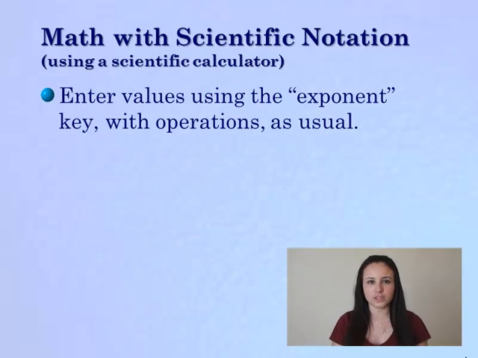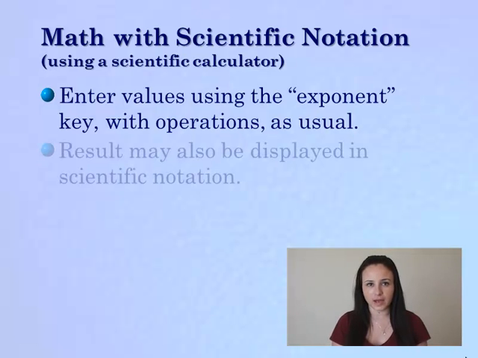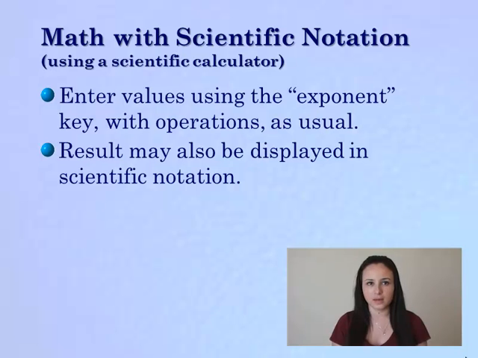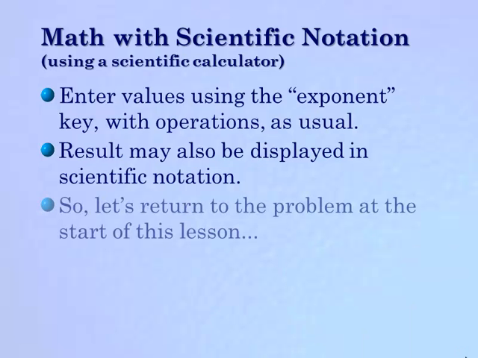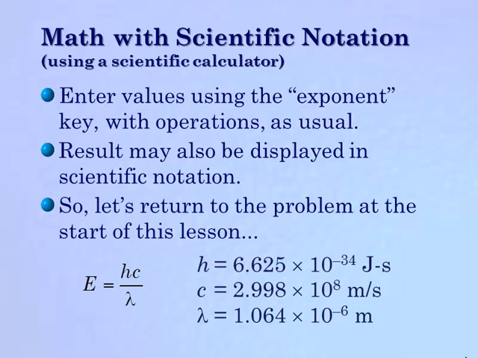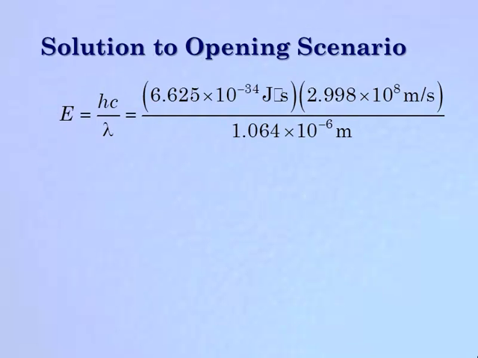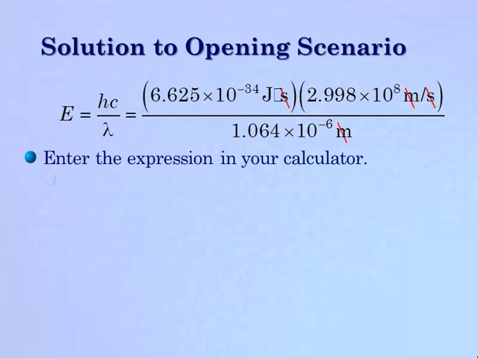To do math with your scientific calculator in scientific notation, enter the values with the exponent key and then do the operation as usual. The result may also be displayed in scientific notation. Let's return now to the problem that we saw at the start of this lesson. There's our formula, with the numbers in scientific notation substituted.